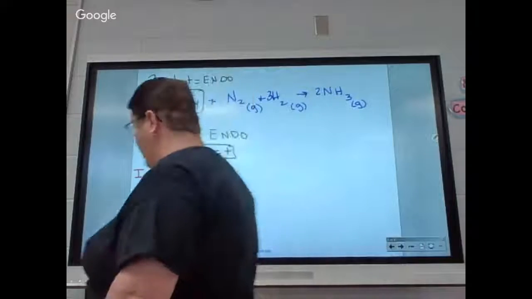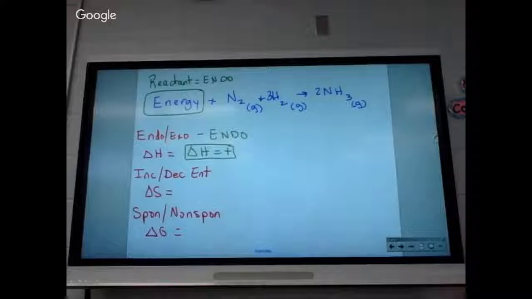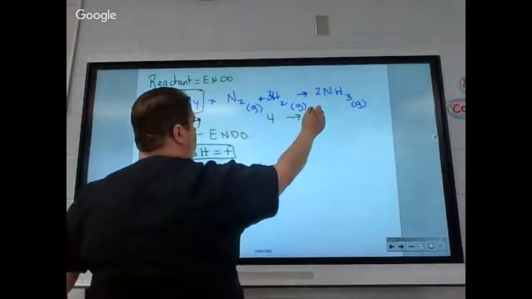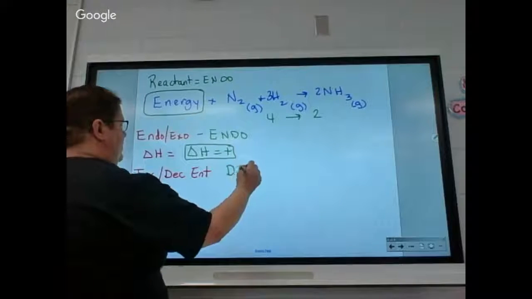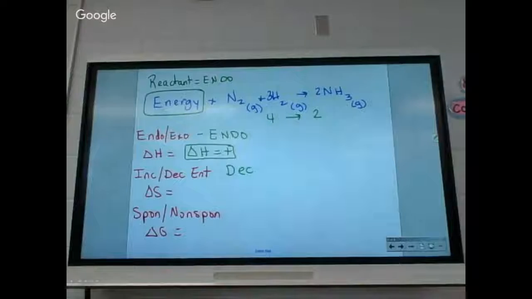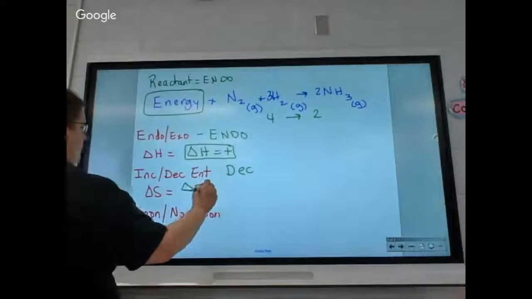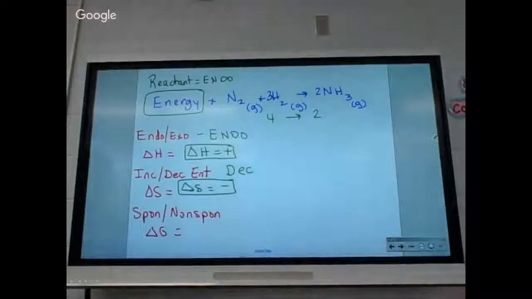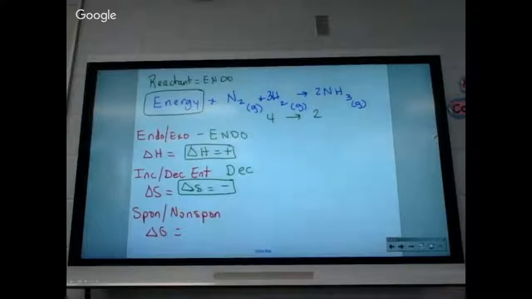So, can I just look at the states? No. So what do we look at if all the states are gases? The moles. So how many moles do I have? All right, it's 4 moles to 2. So what happens? 4 to 2 tells me it decreases. So what do I know about my delta S? It's negative because you said it was decreasing. Are we okay with decreasing and delta S is negative? Okay. That we should be able to do based on what we've already learned today.